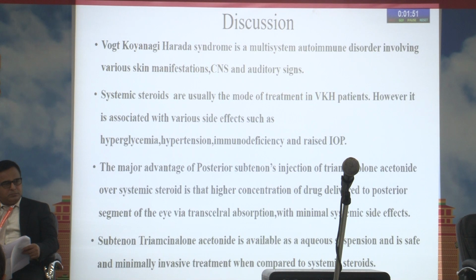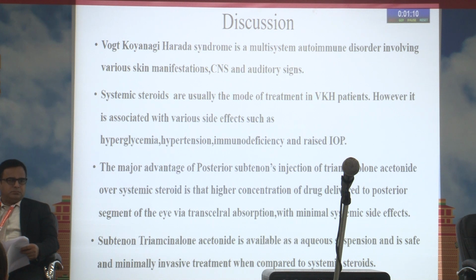So coming to discussion, VKH syndrome is a multisystem autoimmune disorder involving various skin manifestations, CNS and auditory signs. Systemic steroids are usually the mode of treatment, but we have various side effects such as hyperglycemia, hypertension, immunodeficiency, raised IOP, and also cataract. And if steroids are not given adequately and not tapered properly, it can result in recurrence. Immunosuppressants have a similar problem, where if you are not giving them adequately and follow-up is not proper, then it can result in recurrence. And also the drug availability, cost factor, and patient tolerance are also a problem when it comes to immunosuppressants.